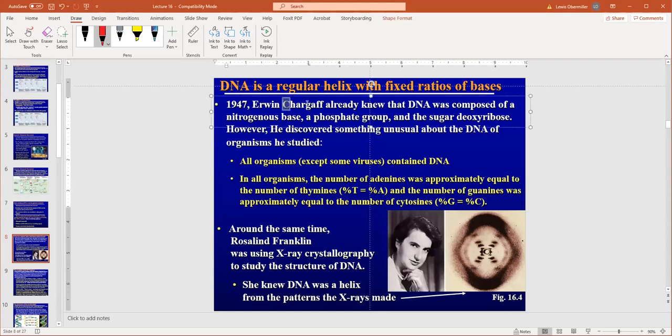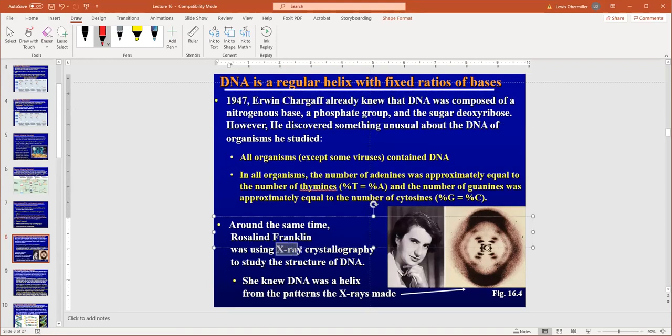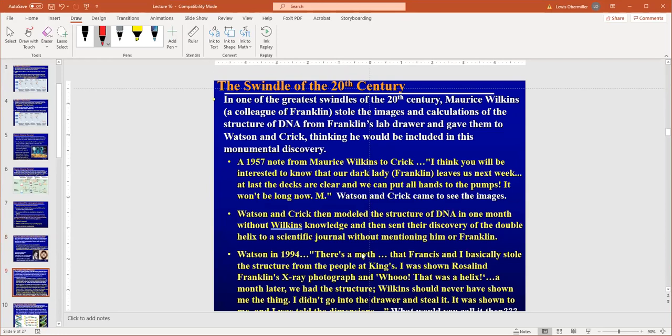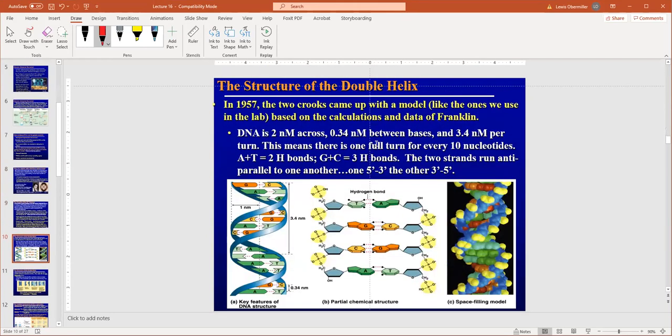So Chargaff, remember, he has the rule that A's equal T's and G's equal C's. Rosalind Franklin figured out the X-ray crystallography of this photo 51 and knew that DNA was a double helix. And then Watson and Crick actually did the model that Franklin helped him with, and therefore they all won the Nobel Prize for it. You don't need to know anything about this, except you should know that DNA is anti-parallel.